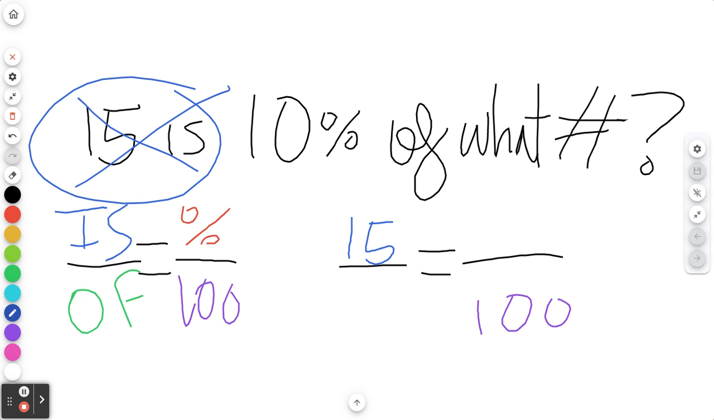Now I am using the colors, by the way. I don't know if I mentioned. Now that leaves the of and the percent. What can we pick out here? Jaden. 10%. That's clearly the percent.